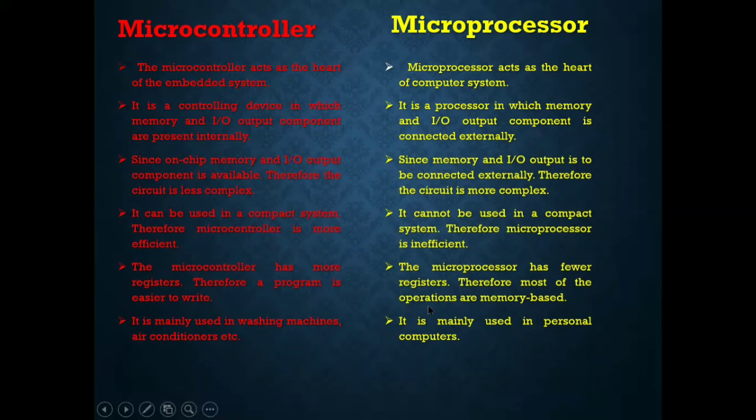A microprocessor has fewer registers, therefore most of the operations are memory based. A microcontroller has more registers, therefore the program is easier to write. It is mainly used in washing machines and air conditioners, whereas microprocessors are used in personal computers.